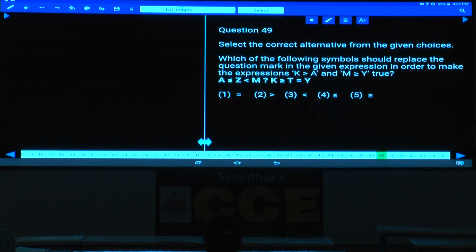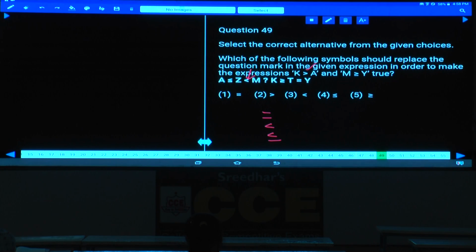Then question number 49. K greater than A. A is here, K is here. Between A and K, greater than A means, as there is already lesser than, what are the symbols that can be replaced here? Either equal to or lesser than or equals. Any of these symbols valid, good for K lesser than A, K greater than A.